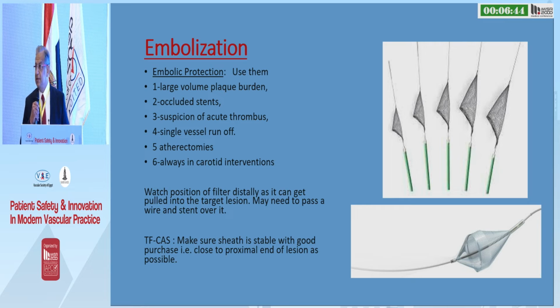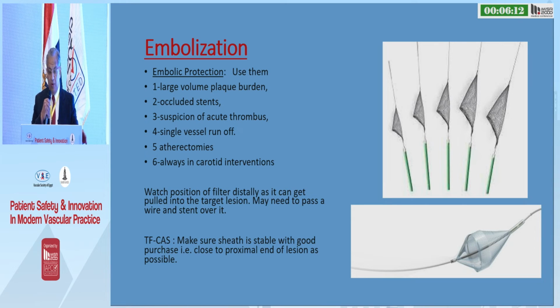Embolic protection devices, I'm liberal in using them, especially encouraged in large volume burden of clots, of plaque, occluded stents, suspicion of acute thrombus, single vessel runoff in atherectomies, and always in the carotid. Watch the filter position. It might get stuck in the distal end of the lesion, and if that happens, you have to pass a wire next to the filter and stent over it, usually in an unfavorable location for stenting.